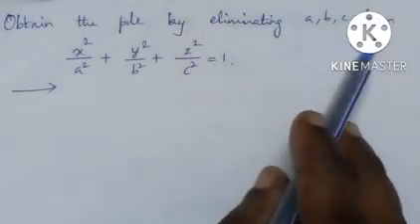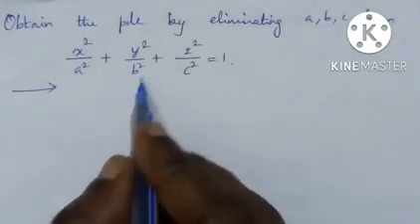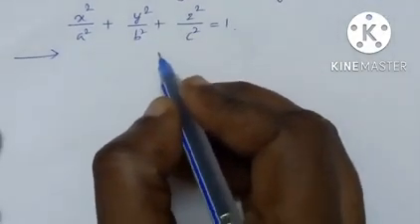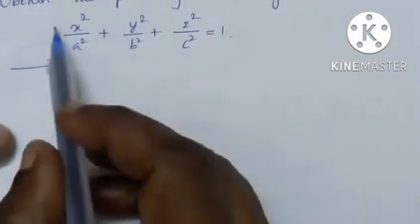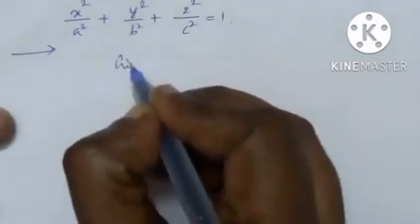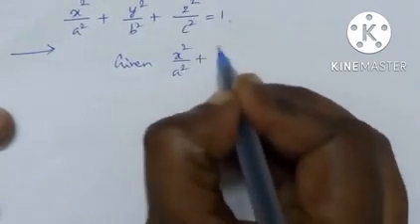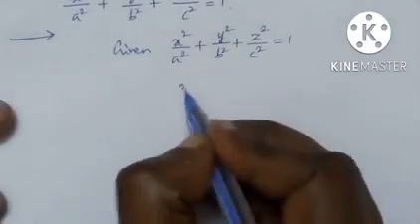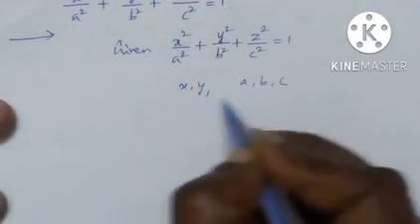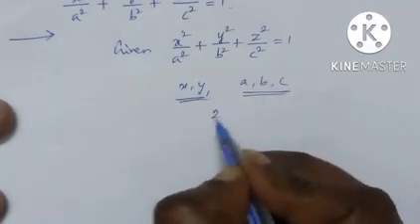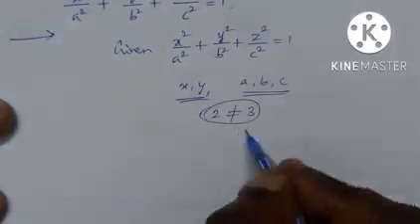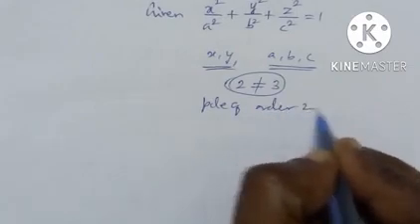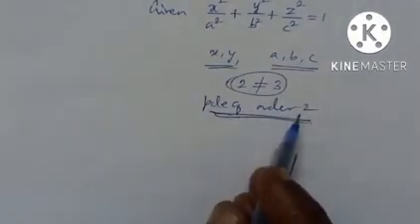Obtain the PDE by eliminating a, b, c from x square by a square plus y square by b square plus z square by c square equal to 1. Here, there are three arbitrary constants and two independent variables x and y. The numbers are not equal, right? So the answer will be a PDE of second order, order 2.